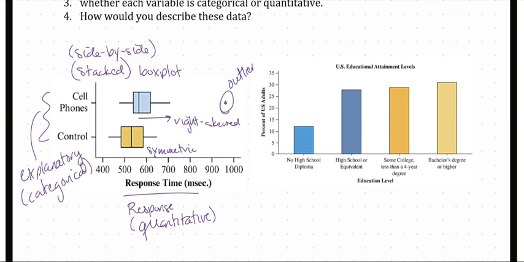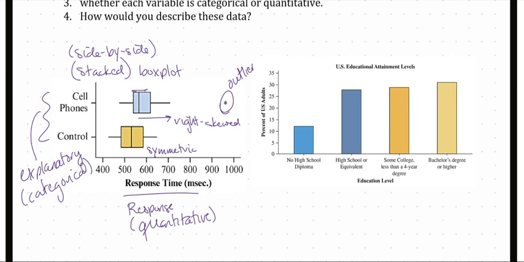The center for the cell phone group is at about 550 milliseconds. The center for the control group is lower at about 525 milliseconds. So for the cell phone users, they had a longer response time, typically. The spread for the 2 groups is about the same. The IQR for the cell phone group is about 100, and the spread for the control group is also about 100. It may be a little shorter or smaller for the cell phone group, but they're approximately the same.